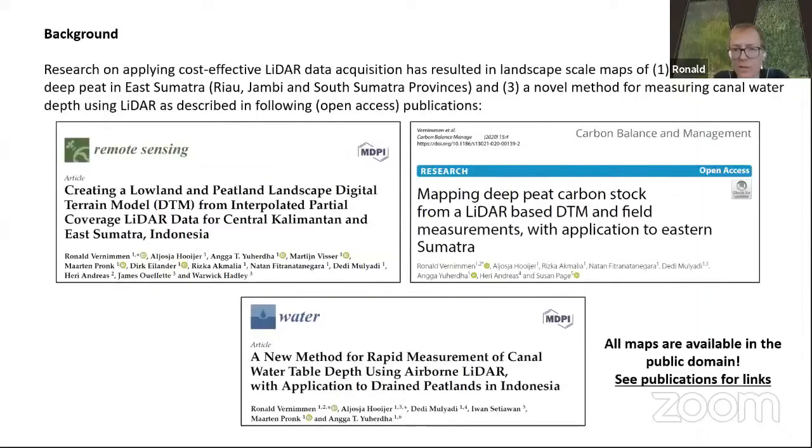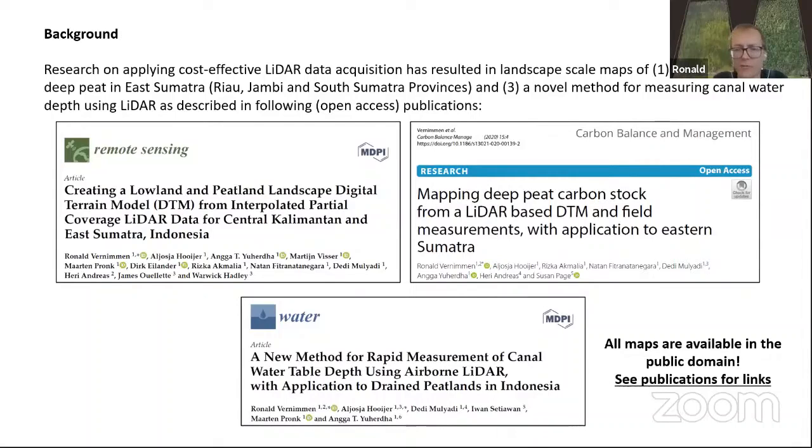So these are 3 publications using LIDAR data, which have been published in the last 2 years, and which will be presented during this talk. It focuses on the creation of an elevation model. From that elevation model, creation of a deep peat map, and we have also used the LIDAR data and developed a new and novel method for measuring canal water depths using the LIDAR.